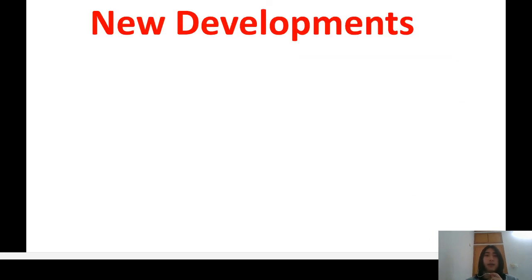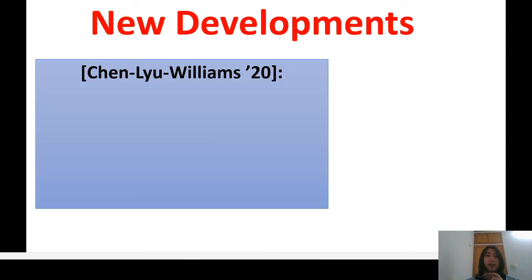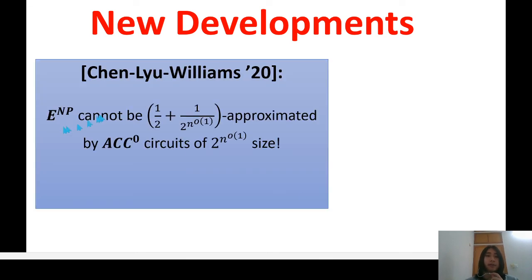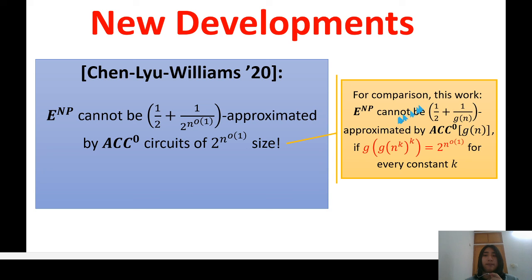Now, after our work, there are some new developments. Chen, Liu, and Williams proved that E^NP cannot be half plus inverse sub-exponential approximated by AC0 circuits of sub-exponential size. For comparison, we only proved such a lower bound for a size function of sub-half-exponential size, which is much weaker than this sub-exponential size bound.